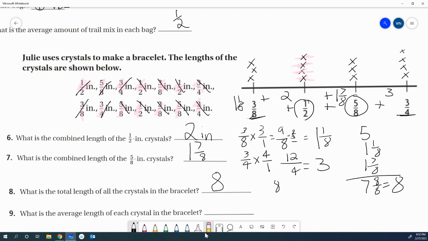For this one, you should have said 8 divided by 14 because there are 14 crystals and they're 8 inches long in total. 8 divided by 14, it's not just a division problem, it's also a fraction. 8/14, and I can simplify that by dividing by 2. That would get me 4/7. So if I broke up all these crystals and made them all the exact same length, they would be 4/7 inches long. Looks good, looks good.